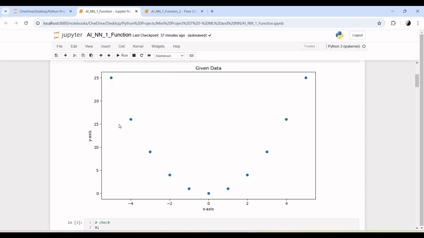So let's first assume that we have some given data. This is data plotted using the function y equals x squared, but we're going to assume that we do not know the relationship between the independent variable and the dependent variable, and this is just given data.